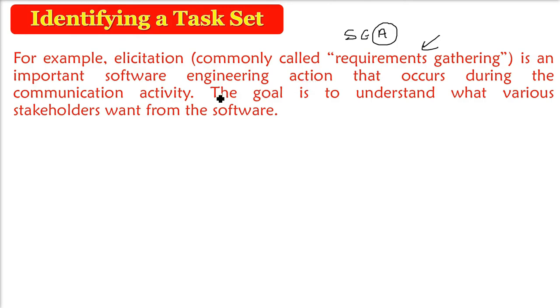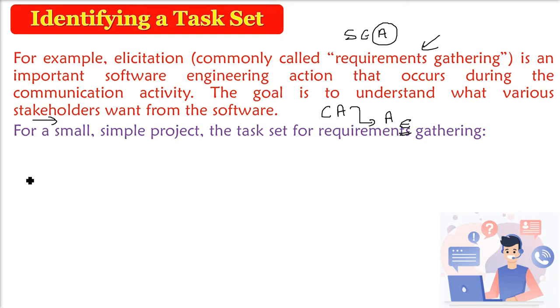Basically it's all about the communication activity. We have the action called elicitation because we want to talk to the stakeholders. We want to know the information so that we can make the software. All the stakeholders, the people who are involved, who are providing you money, are interested.